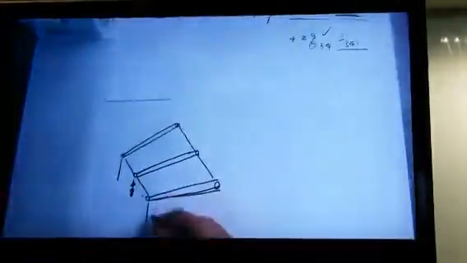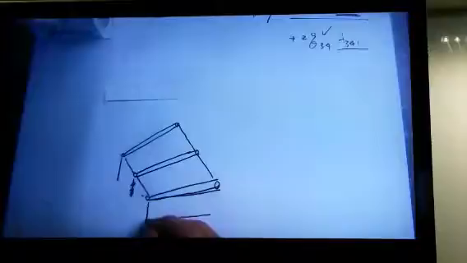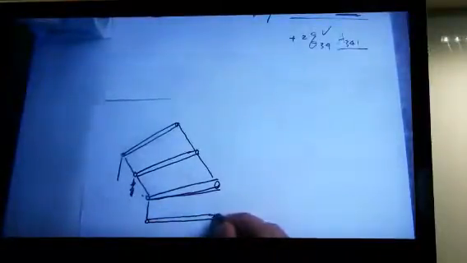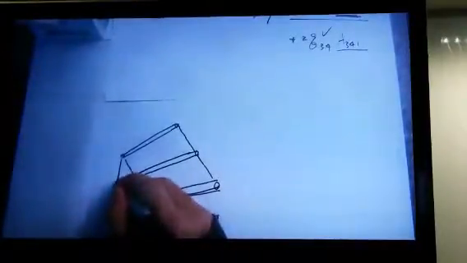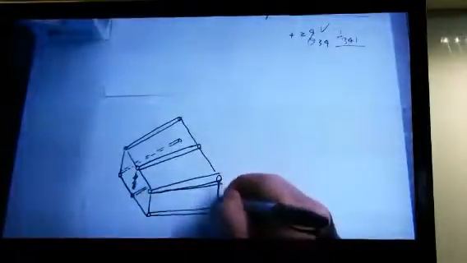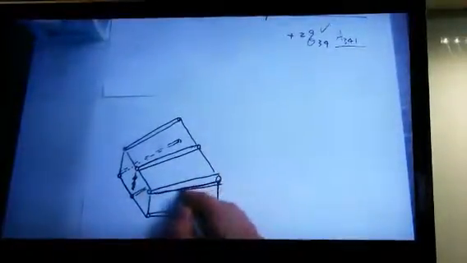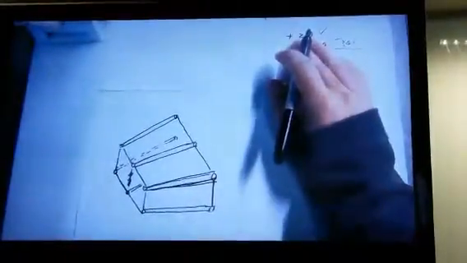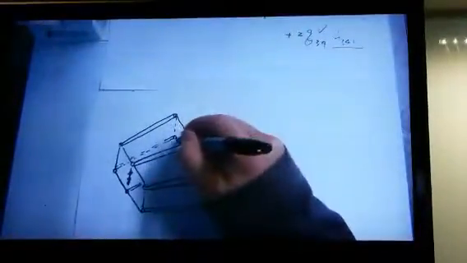There's no NCA here. And another stiffener. Another stiffener. I'm very bad at drawing. Okay? So this is a stiffener, this is a stiffener.